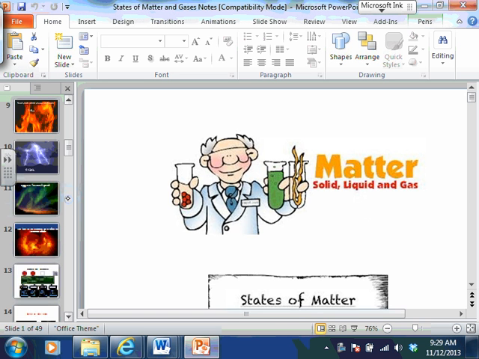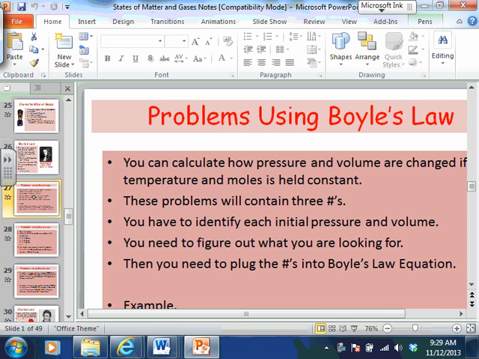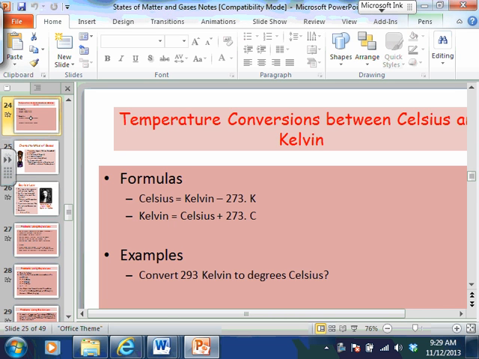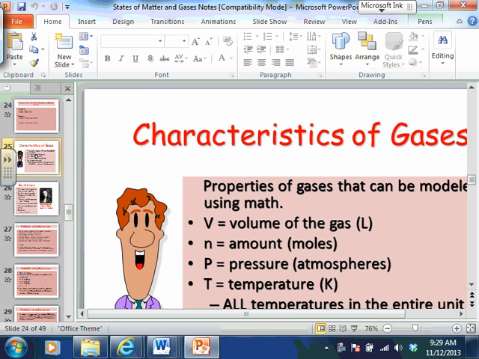Let's get where we were here. Too far. I think this is what we were ready for, actually. Yep, right after the temperature conversions.